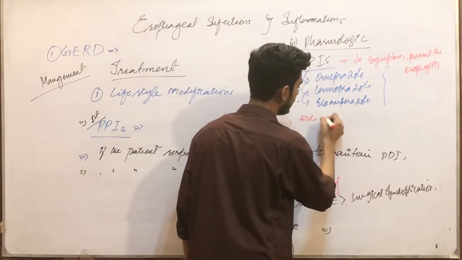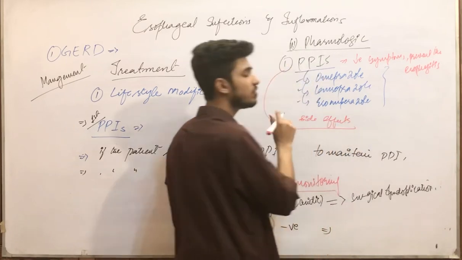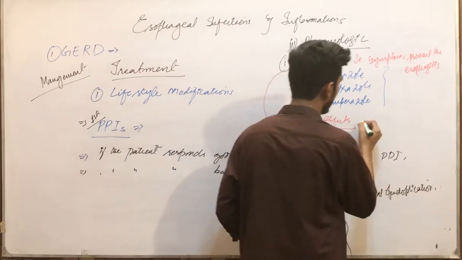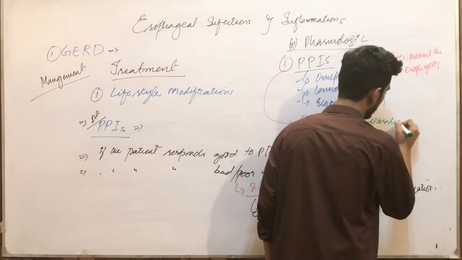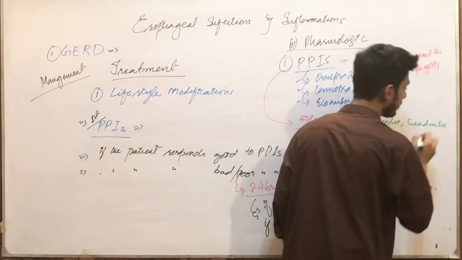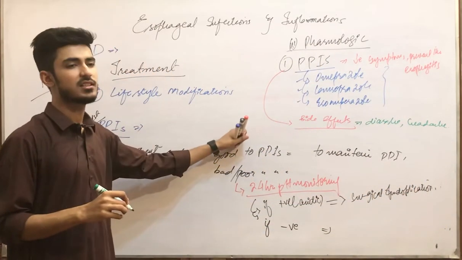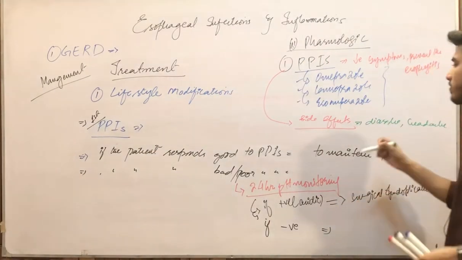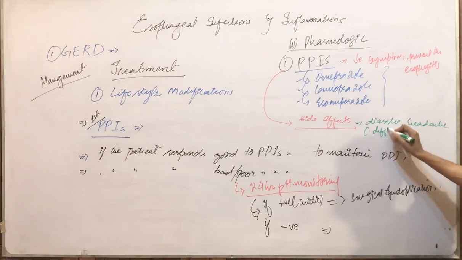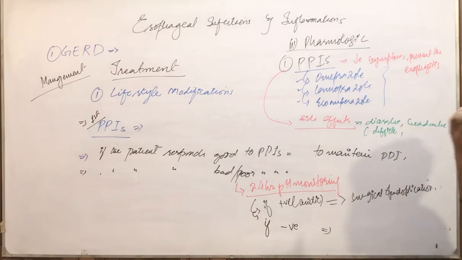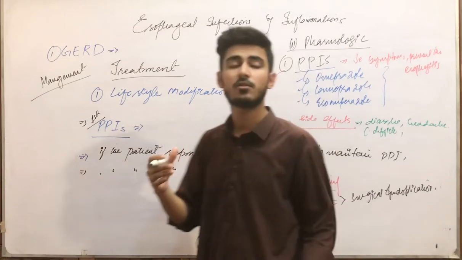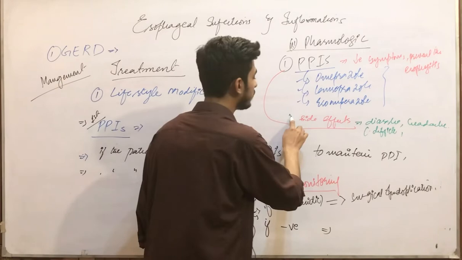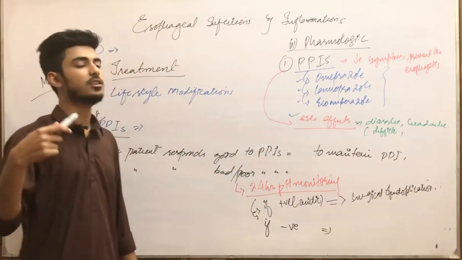Then these PPIs also have certain side effects. When the PPIs are used for a longer period of time, they have certain side effects, for example we have diarrhea, we have headache. Clear? Certain types of side effects are seen in the PPIs when they are used. And Clostridium difficile infection can also develop. We also have vitamin B12 deficiency and iron deficiency. Why? Because PPIs can cause decreased absorption of these substances. So these are the side effects when they are used for a longer period of time.